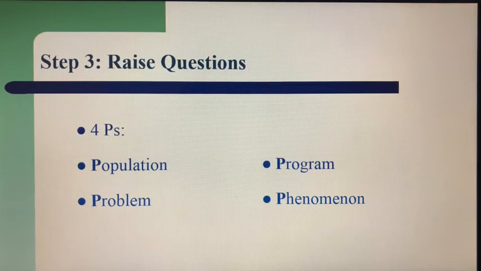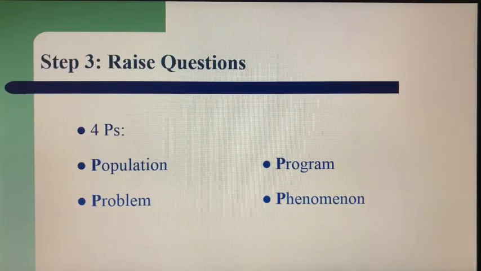Now that we have identified a topic, we can develop your research problem by looking at the 4 Ps. This will help you raise questions. The first P stands for people, who does it affect? This would be the study population. The second P stands for problem. What is the issue? The third P stands for program.